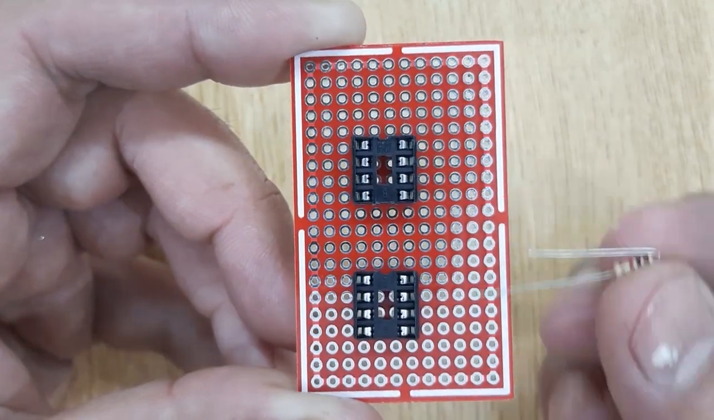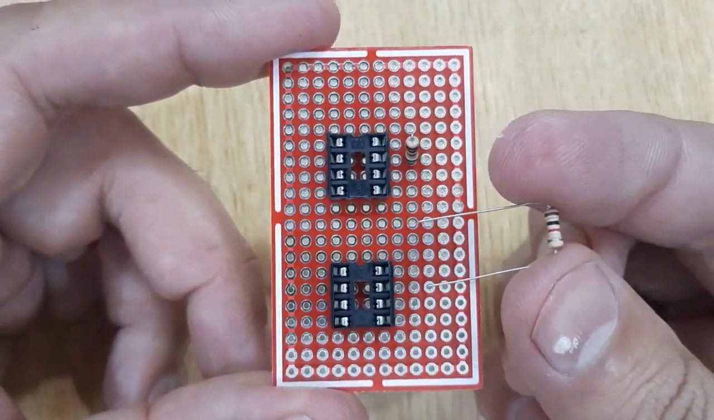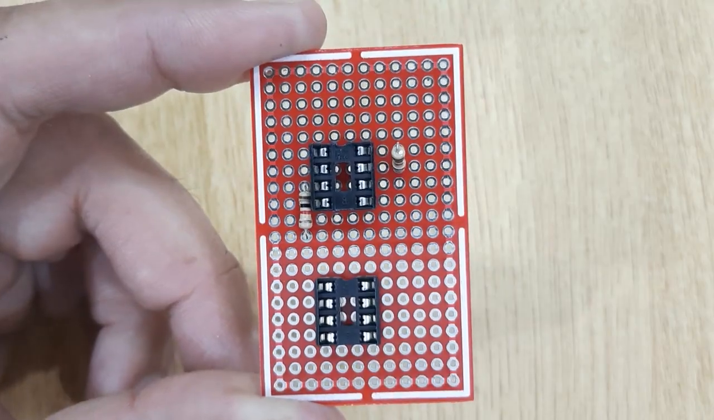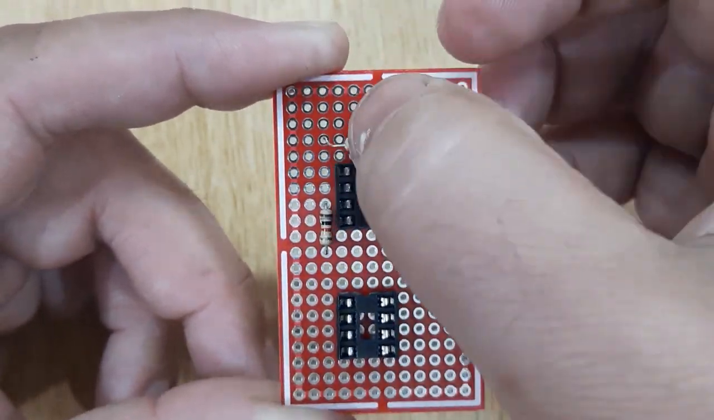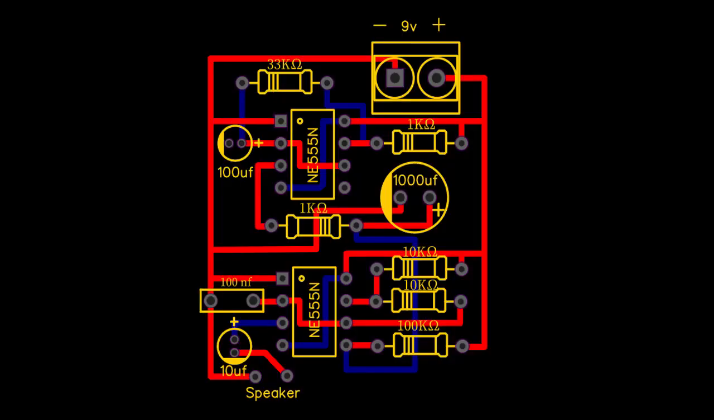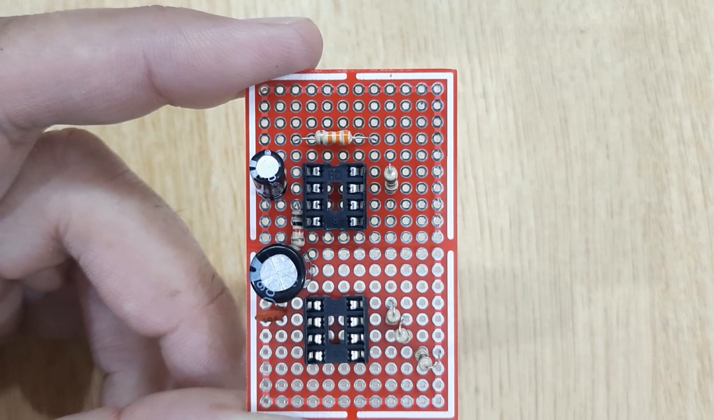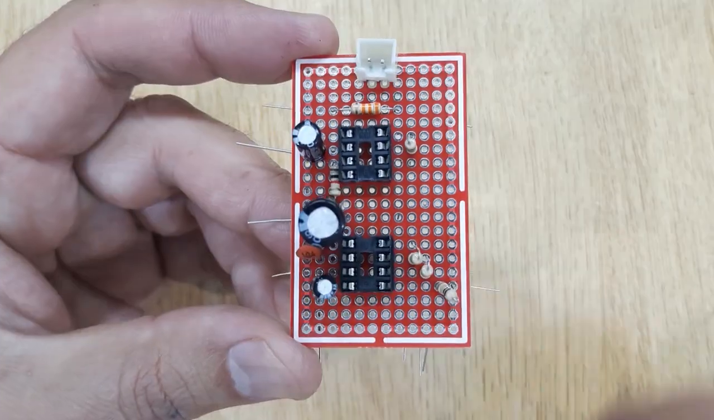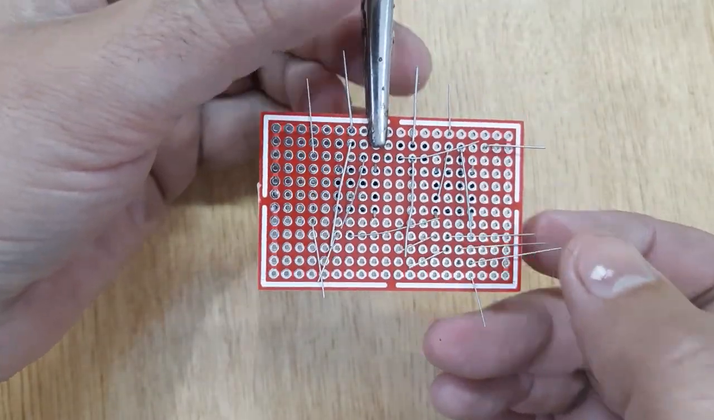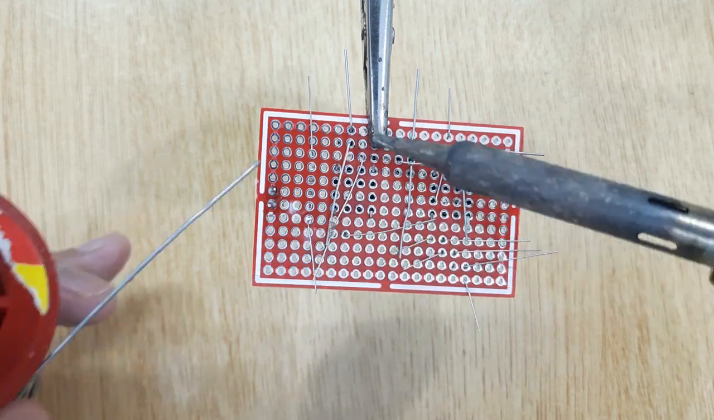Now insert all the required electronic components into the PCB one by one, according to the circuit diagram shown on the screen. And solder all of them.